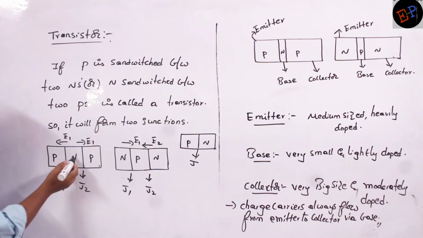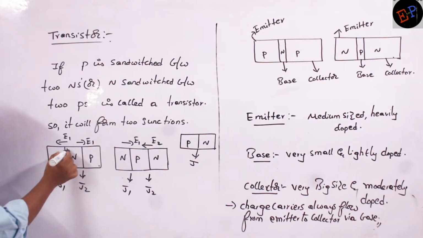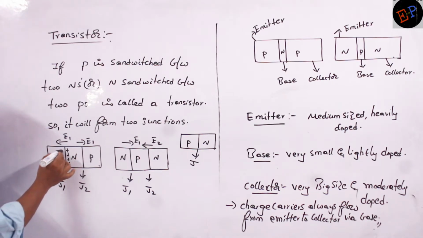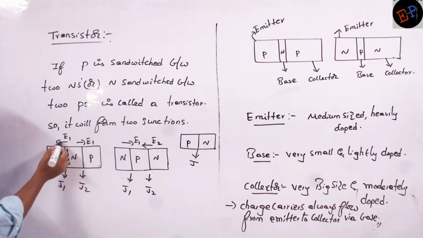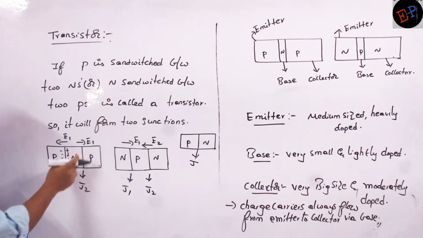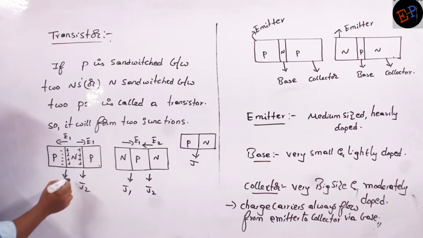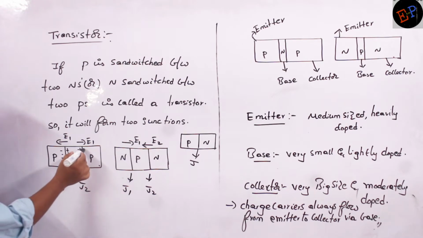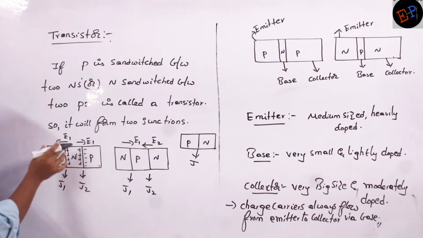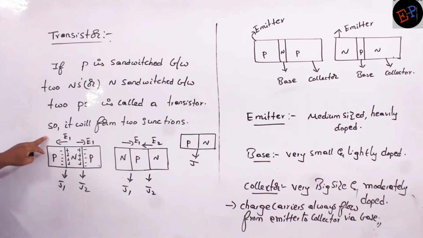So already we studied that N type loses electrons, so it will gain positive charge on its side. P type loses holes, so it will gain negative charge. Therefore this is the direction of electric field at the first junction in a PNP transistor. Similarly, at the second junction, N type again loses electrons, so it gains positive charge on this side, and P type loses holes, so it gains negative charge on the other side. So definitely this is the direction of electric field in the second junction. So in the first junction and the second junction, electric fields are in opposite direction.